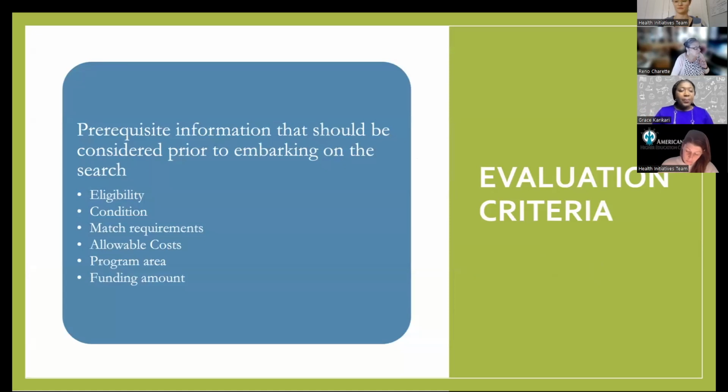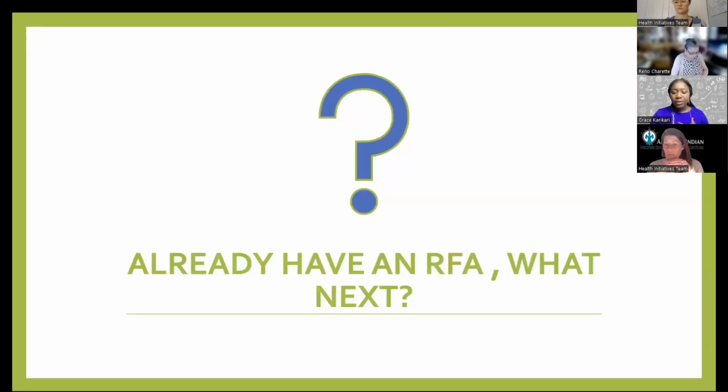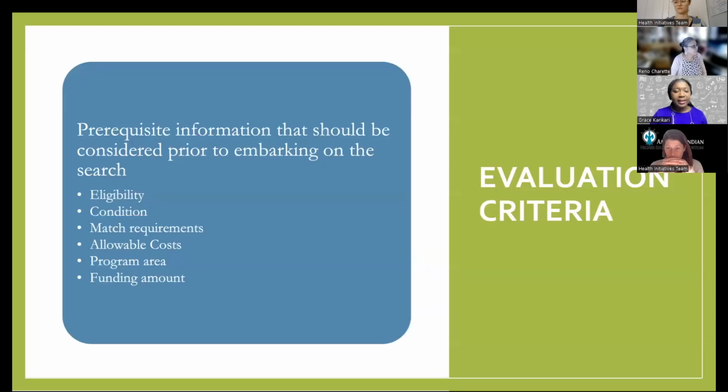All right, so prerequisite information that should be considered prior to embarking on the search. I think the writing is not easy, but once you know what you are going for, the writing will flow. So spend the most time finding the right kind of opportunity. Then you go into the writing. So look at the eligibility, condition, matching requirements, allowable cost, program areas, and funding amount. So I'm going to look at each of them. Oh, I guess I didn't put a slide for each of them, so I'll just talk through.